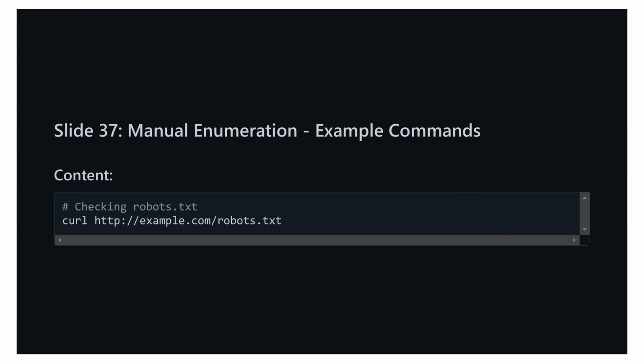Continuing from our discussion on manual techniques for enumeration, let's delve into some example commands that you can use during your reconnaissance phases. On this slide, we have an example of how you can check the robots.txt file on a target website. The command showcased here is: checking robots.txt, curl example.com/robots.txt. Using this curl command, you're requesting the robots.txt file from the website. This file can reveal directories and files that the website owner has opted to hide from search engines, which can be valuable in your information gathering process.